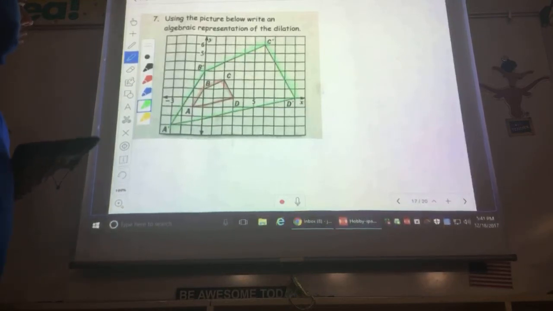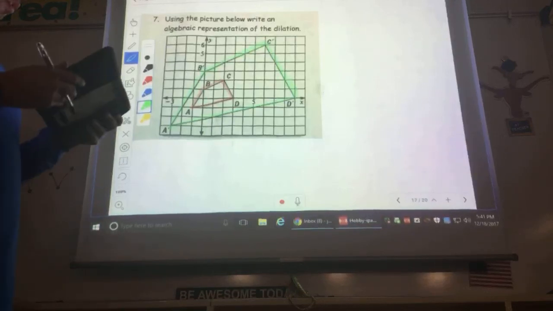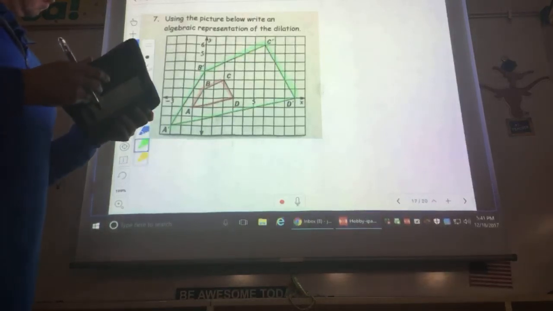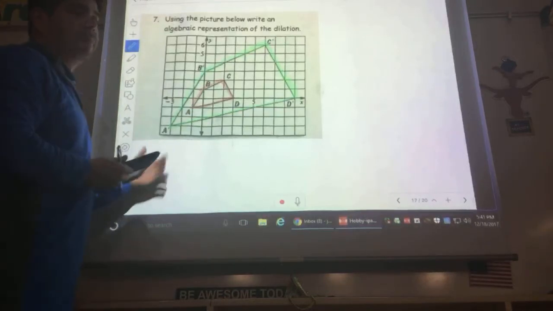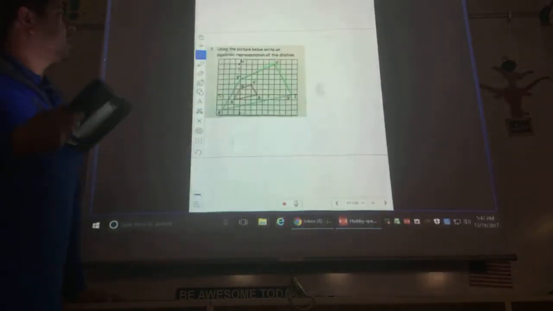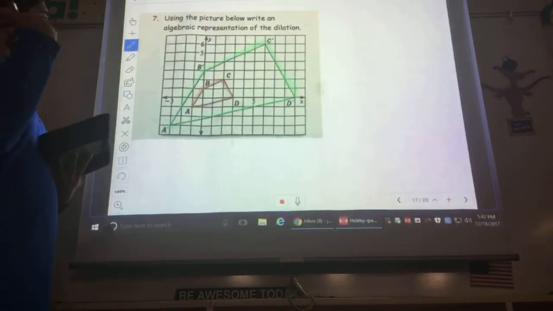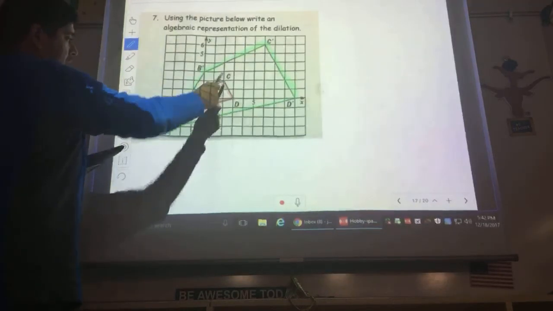So just like the one on homework 15, I need to find 2 points. A point from my old image and a point from my new image. And I can find out what the scale factor is going to be. From that scale factor, I need to write the algebraic representation. So we'll just pick point C right here.